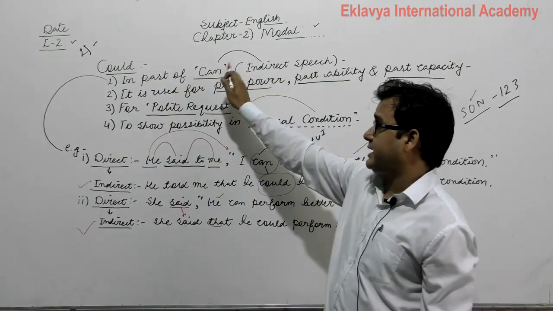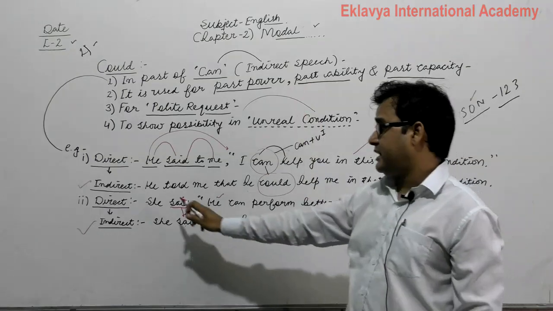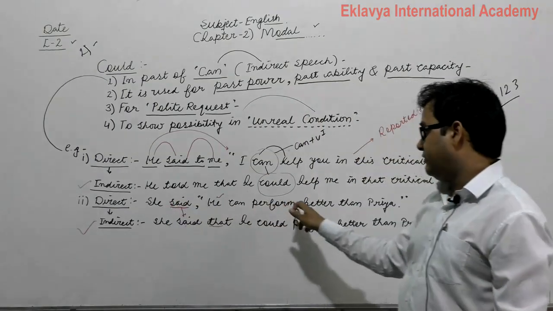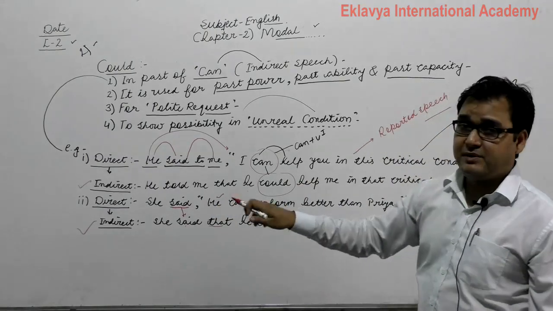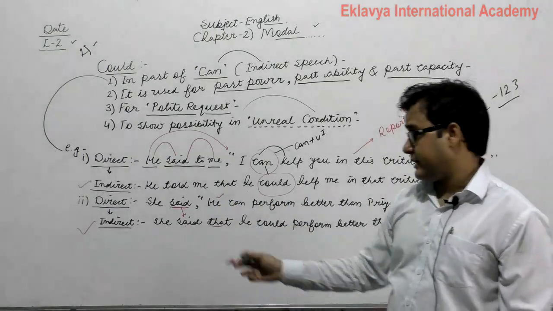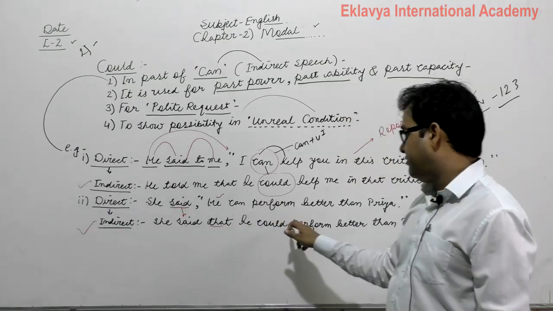In the past of can, in indirect speech, the same I have changed. She said he can perform better than Priya. उसने कहा था कि he can perform better than Priya, कि वह better than Priya मतलब Priya से better perform कर सकता है. She said that he could perform better than Priya.